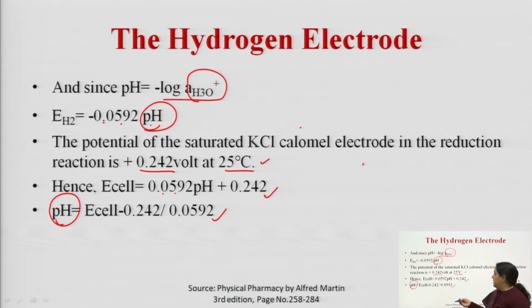What we can do is we can put the test solution and get the potential from the indicator electrode, because we know the potential of the reference electrode, we can put the value, and from there we can calculate the value of the indicator electrode, which will be indicating the pH of the test solution, right.